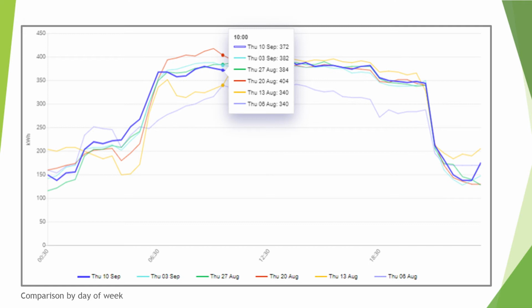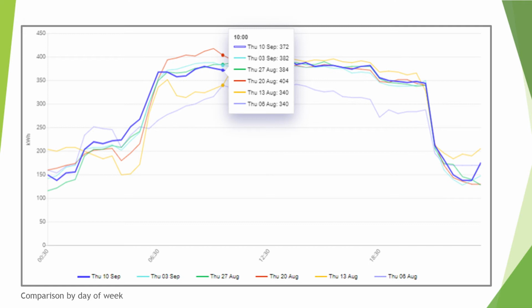Well, it may seem like a small amount when you talk in terms of kilowatt hours, and typically your bill will be an element of pence per kilowatt hour, and there's a difference there of 64 kilowatt hours being consumed between Thursday the 6th and the next highest point, which was Thursday the 20th of August. But that's still, depending on what your bill is, that could be 3 pence, 5 pence, depending on how much you're paying. And that's for a given day.